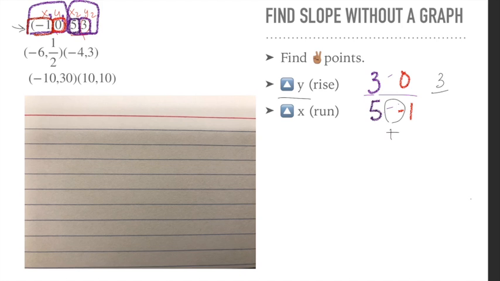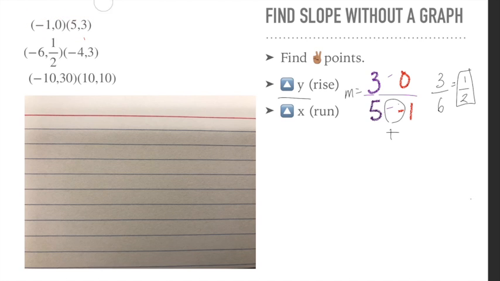And what you will notice here is that you have a double negative situation. And when you have a negative times a negative, you're always going to have a positive. So 5 plus 1 is going to give you a 6. When you reduce it, you have a slope of 1/2. And we're going to use the variable m to show slope.